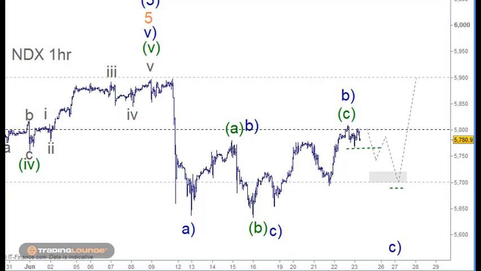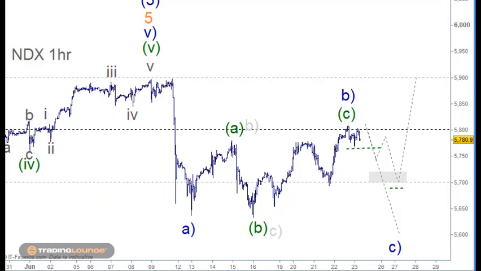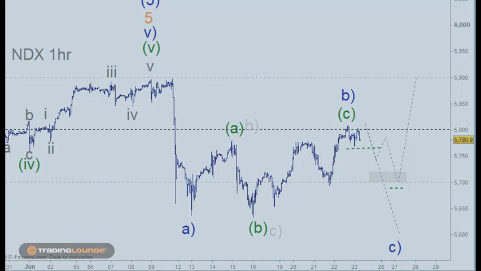So let's see how that goes. But in one way or another, we can expect this to move down through there. So I'll just put them in a lighter colour here, just so we know that they're sort of alternative counts at this stage. So yeah, close that and that. Right, okay, so that's it.